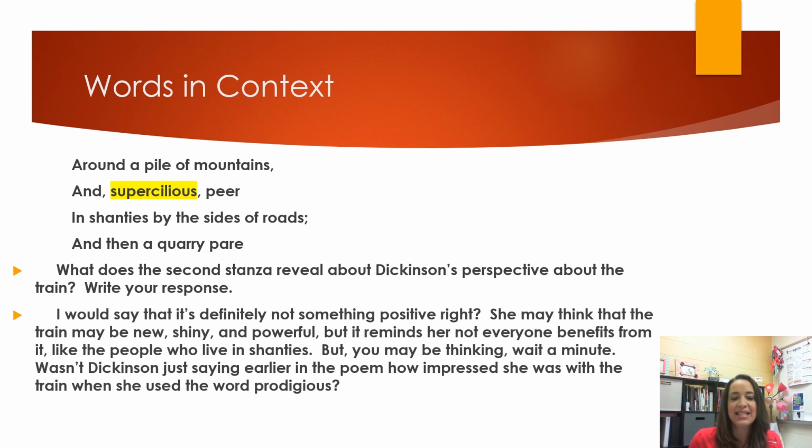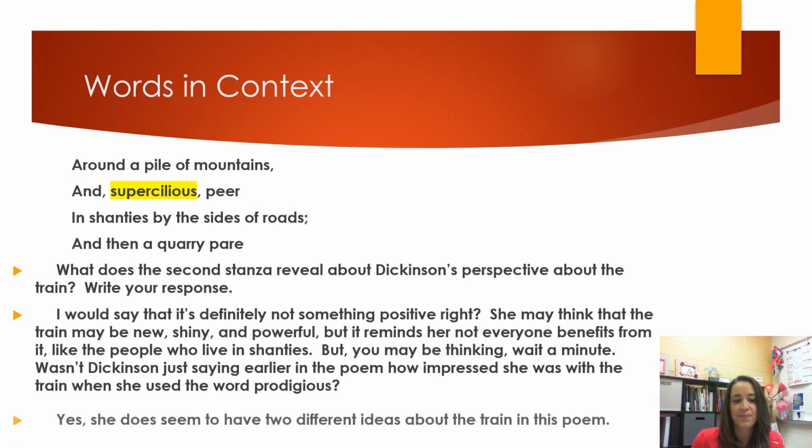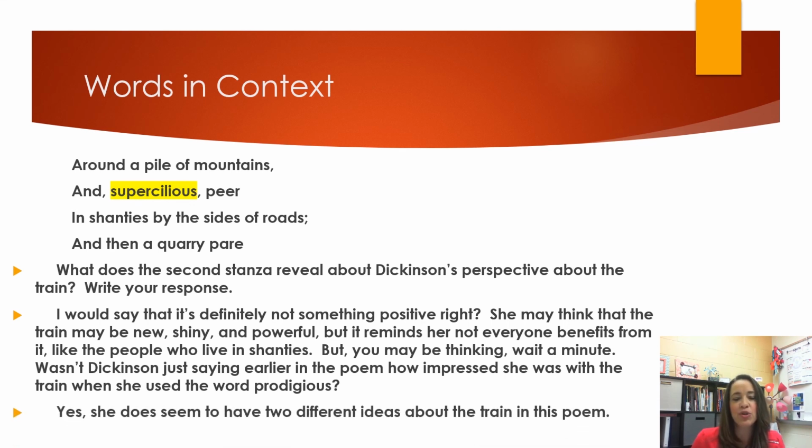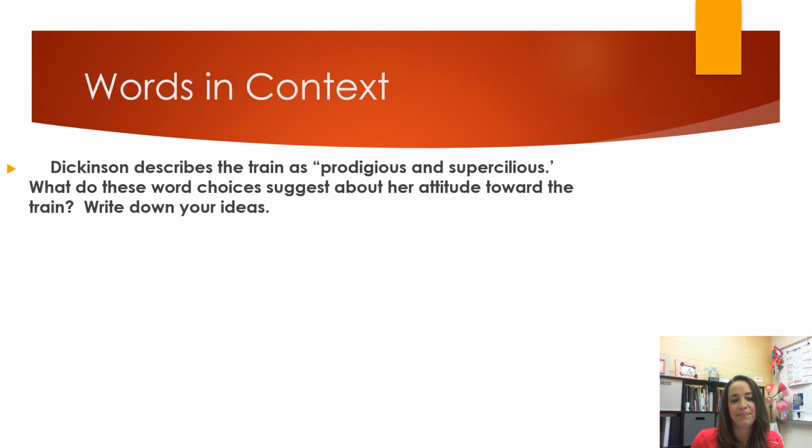I would say that it's definitely not something positive, right? She may think that the train may be new, shiny, and powerful, but it reminds her not everyone benefits from it, like the people who live in the shanties. But you may be thinking, wait a minute, wasn't Dickinson just saying earlier in the poem how impressed she was with the train when she used the word prodigious? Yes, she does seem to have two different ideas about the train in this poem.